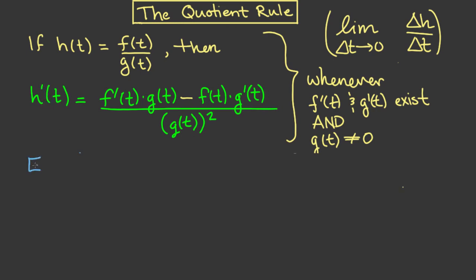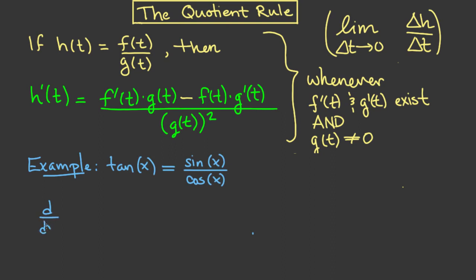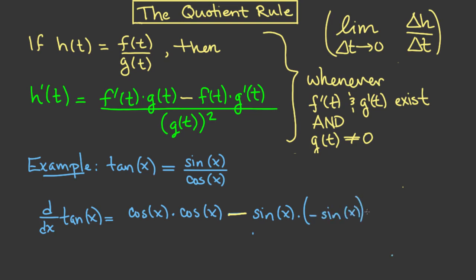Let's go ahead and use this in an example, and one of my favorite examples is the tangent function. Tangent of x is equal to sine x over cosine x. The derivative with respect to x of the tangent function is going to be equal to the derivative of the top function, so the derivative of sine is cosine, times the bottom function, which is cosine again, minus the top function, sine of x, times the derivative of the bottom function, and the derivative of cosine is negative sine, don't forget that negative, and all over the denominator squared, so cosine squared on the bottom.